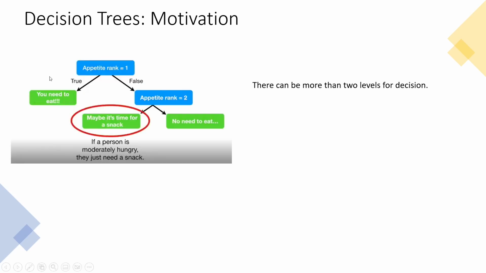And you can have more than two levels, such as in this case. For example, this tree asks whether the person is hungry. If the person is hungry, then the decision is you need to eat. If the person is not hungry, then we ask again whether the person is hungry. If the decision is positive, because it's on the left side, then the decision is maybe it's time for a snack. And if the answer is no, that's on the right side of the tree, then no need to eat. So these are our decision leaves.